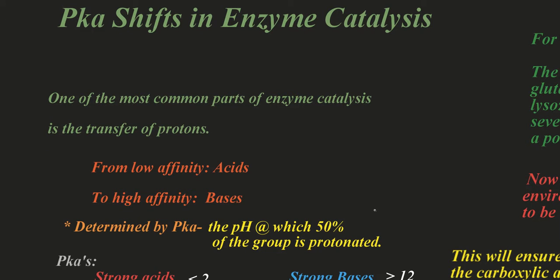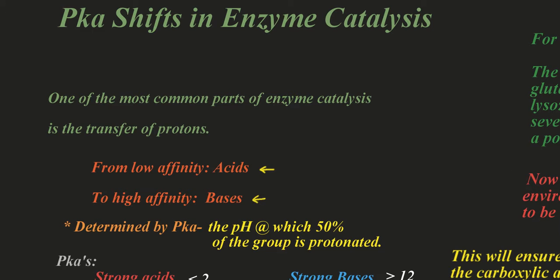Today we're going to be looking at pKa shifts in enzyme catalysis. One of the most common parts of enzyme catalysis is the transfer of protons, and it always occurs from a low affinity species like an acid, carboxylic acid, to a high affinity species like a base.